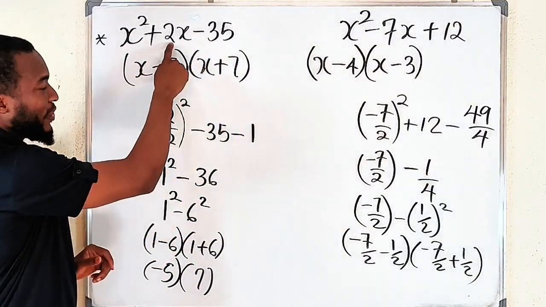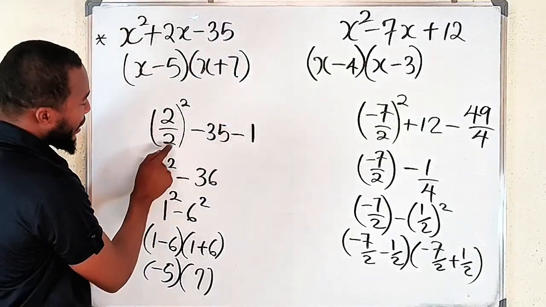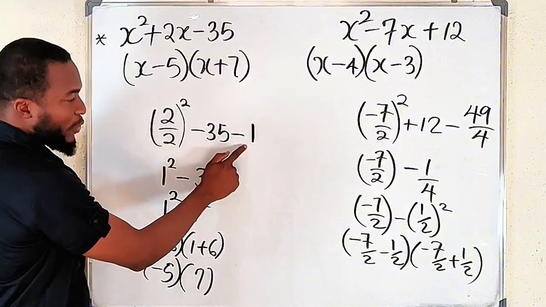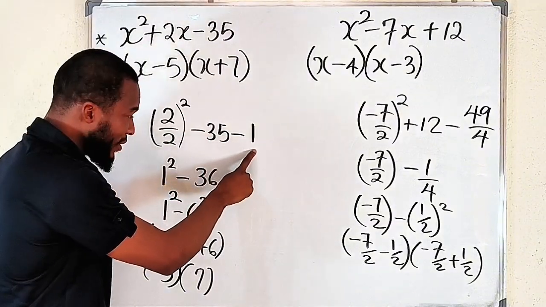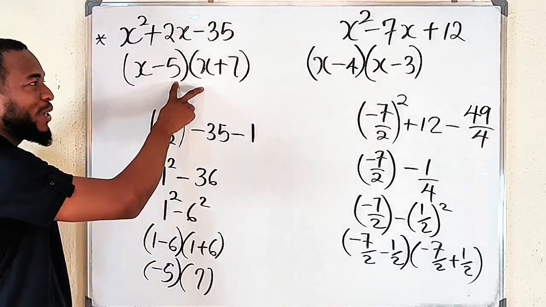You take the coefficient of x, you divide it by 2, you square that. You bring back the constant term. Then after simplifying this, you get 1, you bring it back here. You have to subtract it. Simplify, and in the end, you're going to get the two numbers, which eventually we plug back.